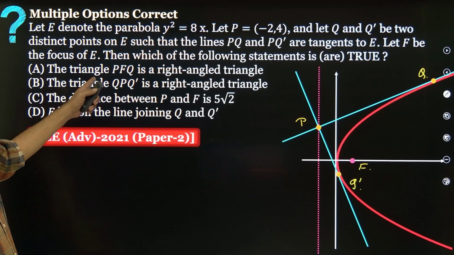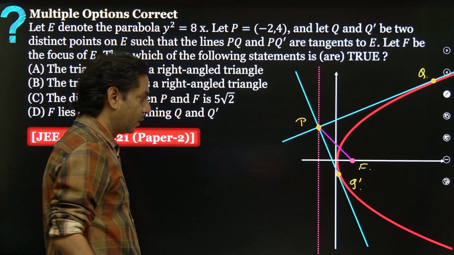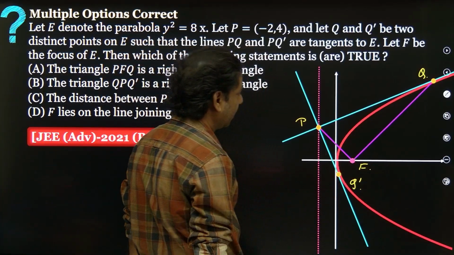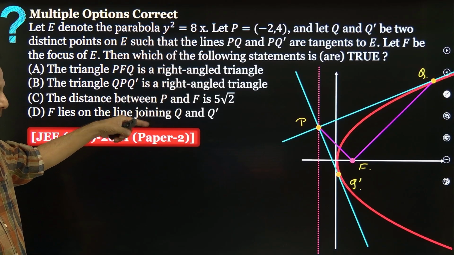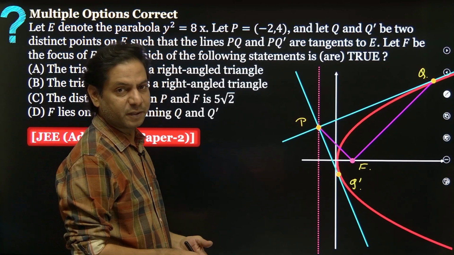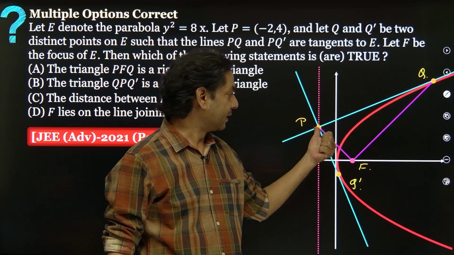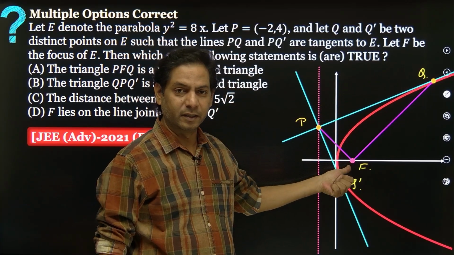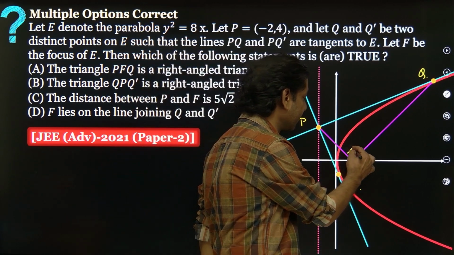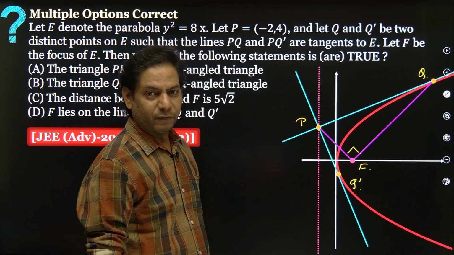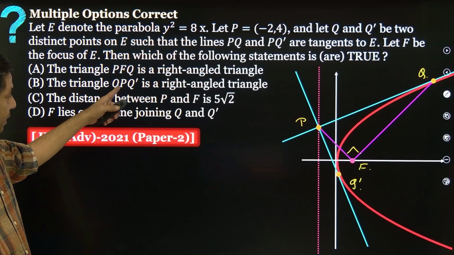The triangle PFQ is right angle, so we need to join P to F and F to Q. Is this triangle right angled? Obviously it is right angled. As per the first property, the portion of tangent intercepted between the point of contact and directrix subtends right angle at the focus. So this angle is going to be 90 degree. So this is a right angle triangle. First option is correct.